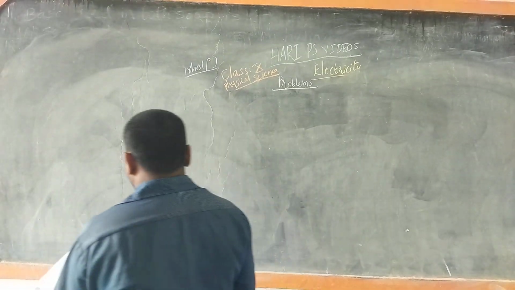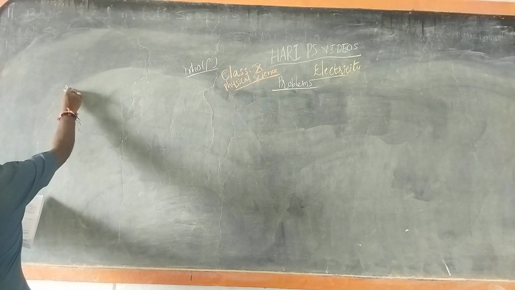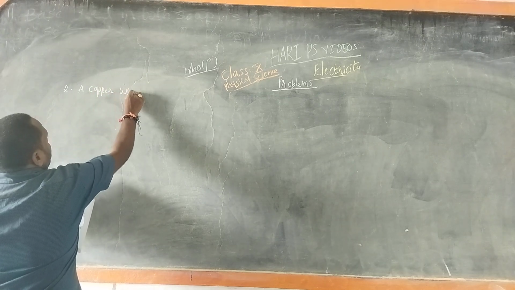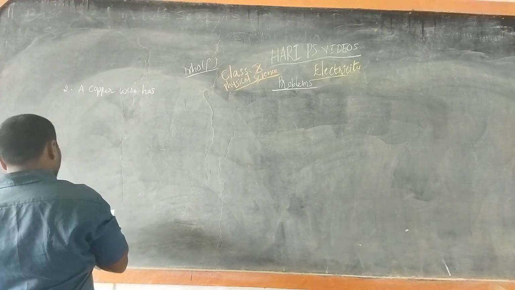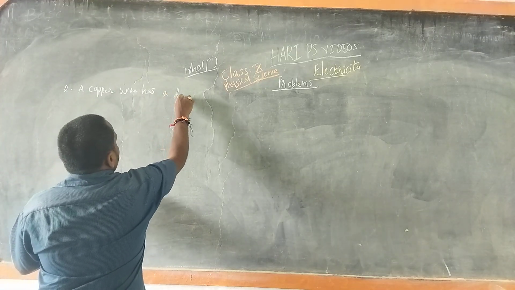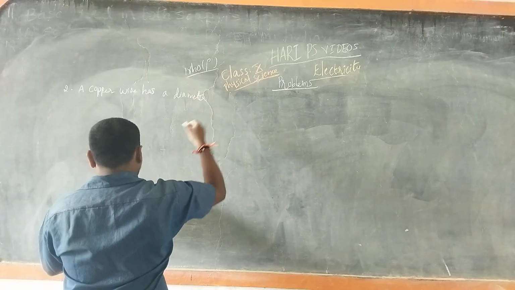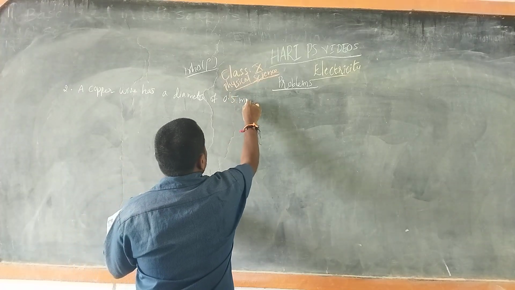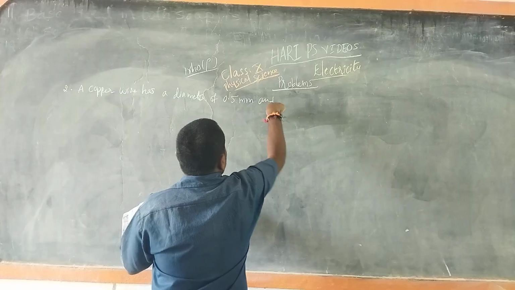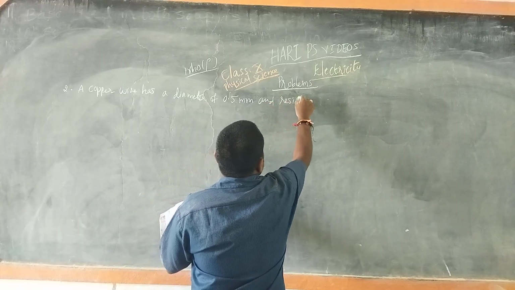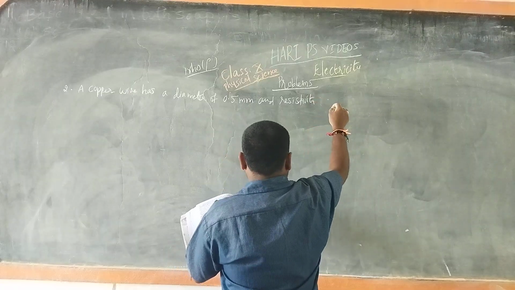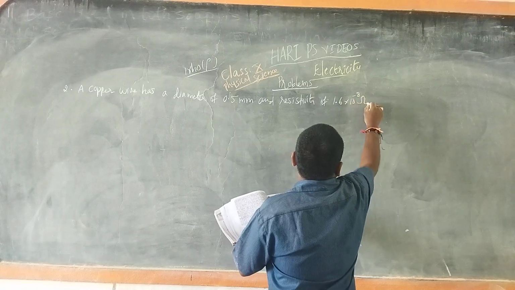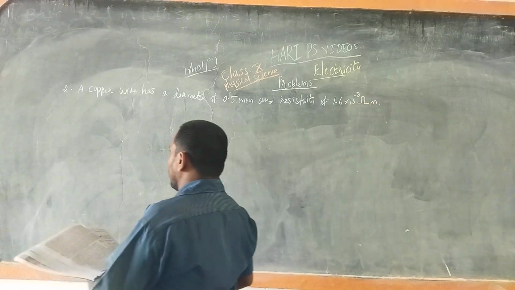Second problem. Let us discuss. A copper wire has a diameter of 0.5 millimeter and resistivity of 1.6 into 10 power minus 8 ohm meter.